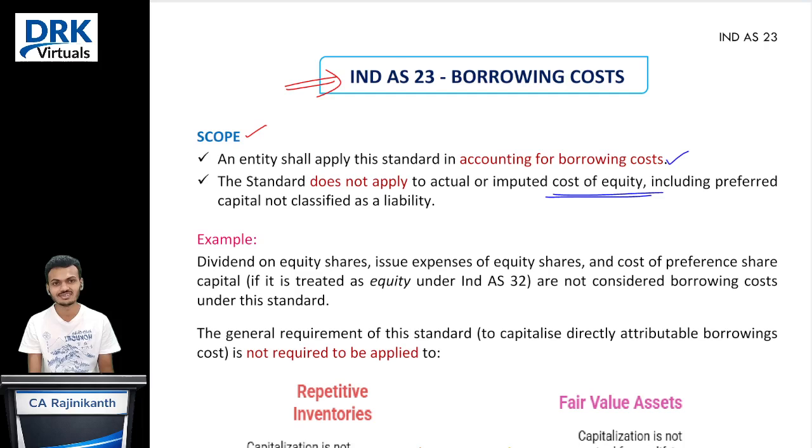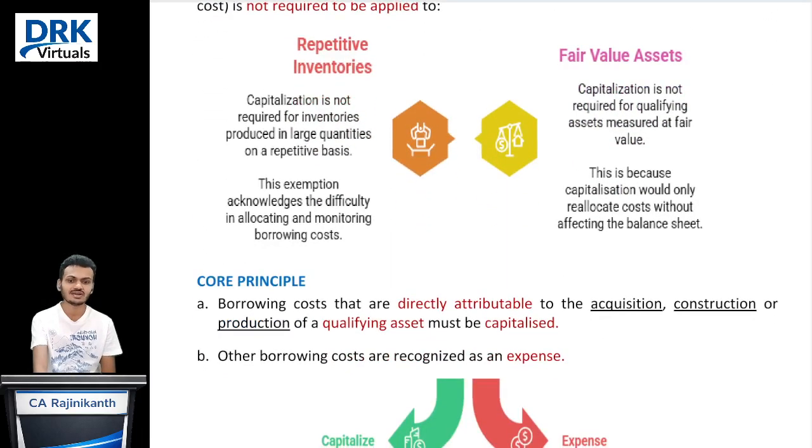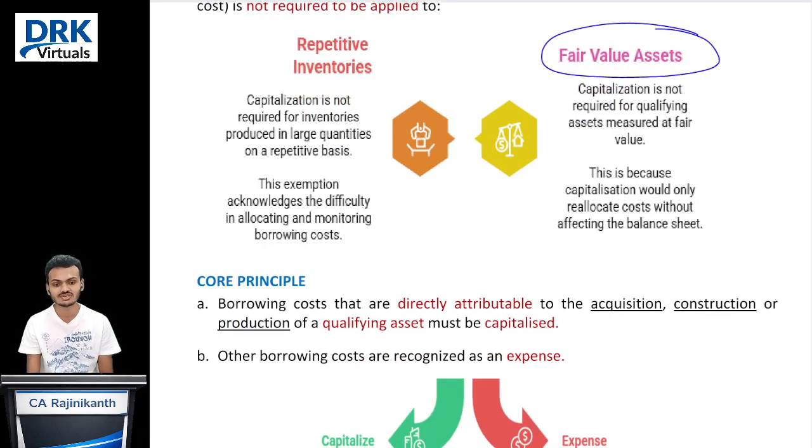Let's recollect our Ind AS 32 knowledge. As per that standard, preference shares can be classified as equity instrument or financial liability, subject to the requirements of Ind AS 32. Correct? If preference shares are not classified as financial liability, what does it mean? It is an equity instrument only, unless it is a compound financial instrument. Correct? So, cost of that equity instrument is also scoped out of Ind AS 23. Clear? And also, we should not apply the requirements of the standard to assets measured at fair value.